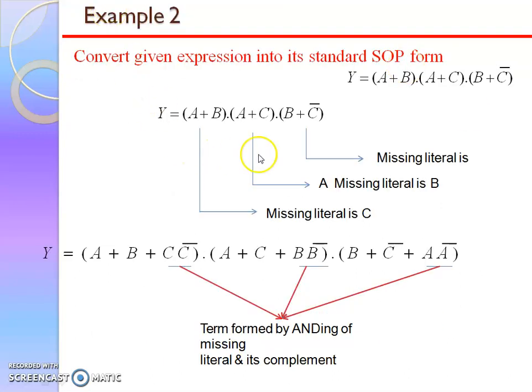Now here is an example for conversion. Y equals a plus b into a plus c into b plus c bar. Now here is the product of sum. We have to convert it into the standard POS. A plus b into a plus c into b plus c bar.